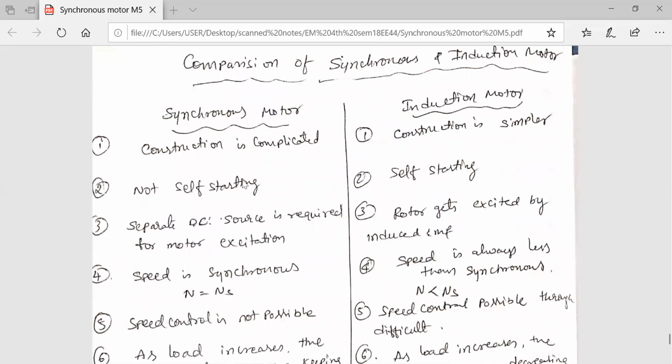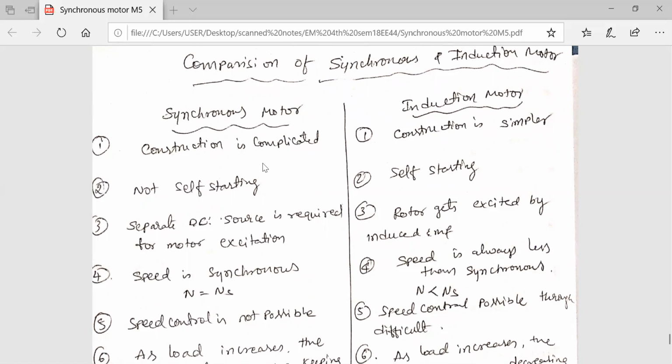And the last topic is the comparison of synchronous motor and induction motor. So these are some general discussion about the synchronous motor. So what are the common differences between the synchronous motor and the induction motor? Construction wise, the synchronous motor is complicated and the induction motor is very simple.